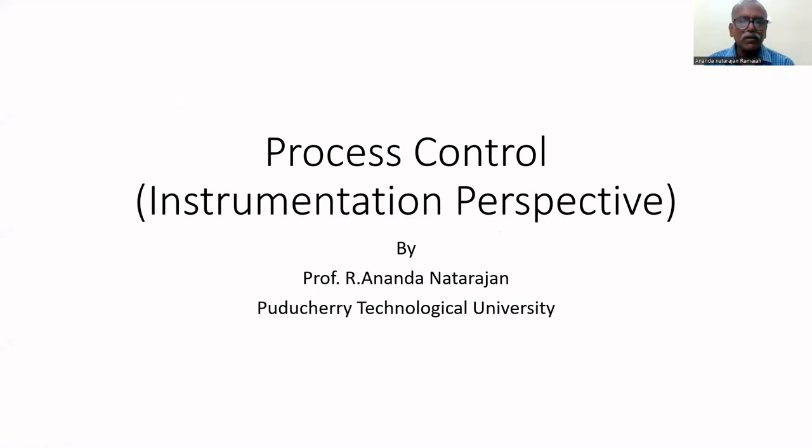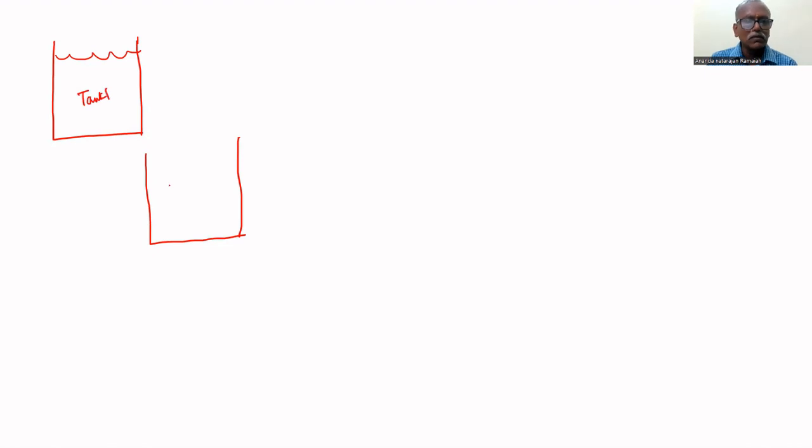Now let us see the interacting and non-interacting processes. Consider a level process. This is the level process of two capacitors. This is tank 1. This is tank 2.